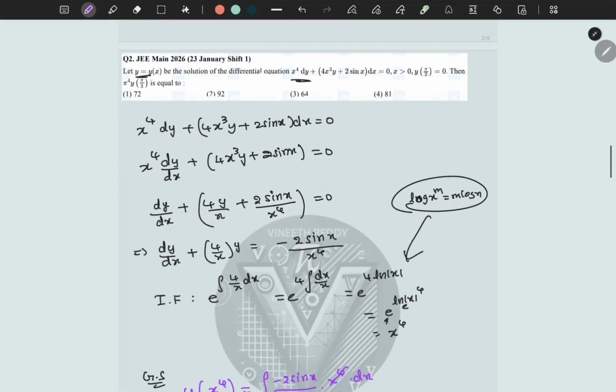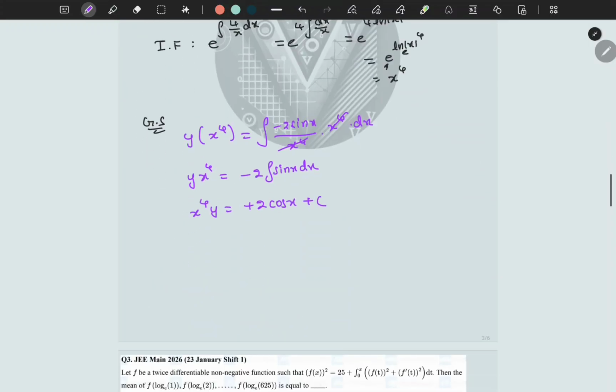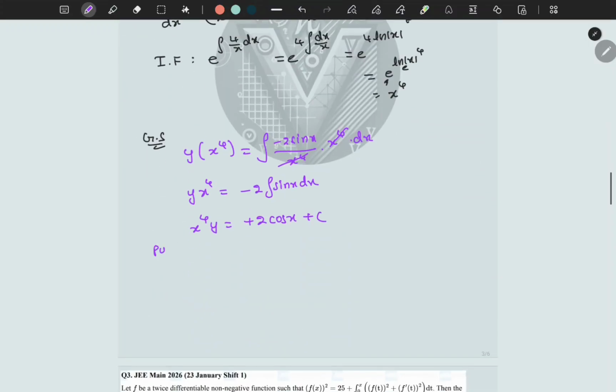Now what is the boundary condition which he has given? When x is pi by 2, y is 0. So firstly, put x equals pi by 2 and y equals 0. We get the value of c. If I do that, the left hand side will be 0 and the right hand side 2 cos 90. Cos 90 is 0. And that means c is once again 0 in this question also.